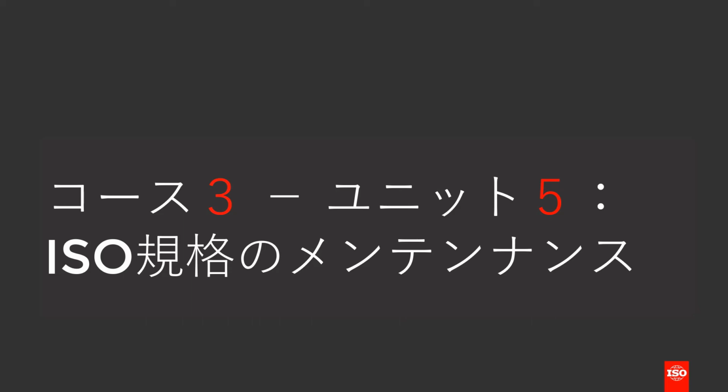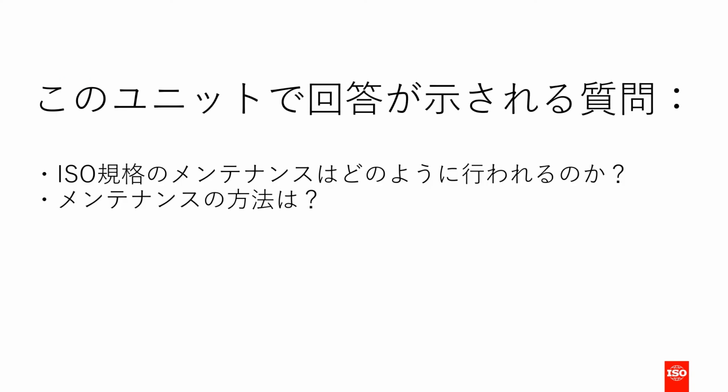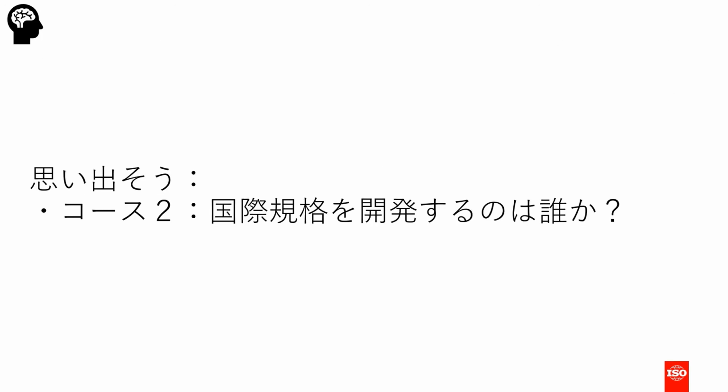Welcome to Course 3, Unit 5. In the previous units, we went over the stages of development of an international standard. In this unit, we will look at how published standards are maintained and kept up to date. You may want to look back at Course 2 to remind yourself who develops international standards.